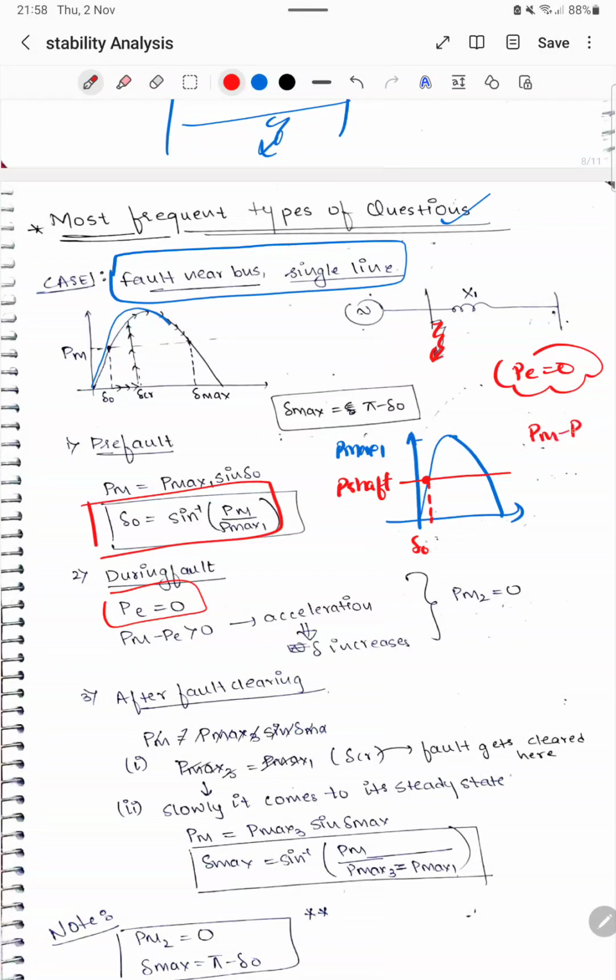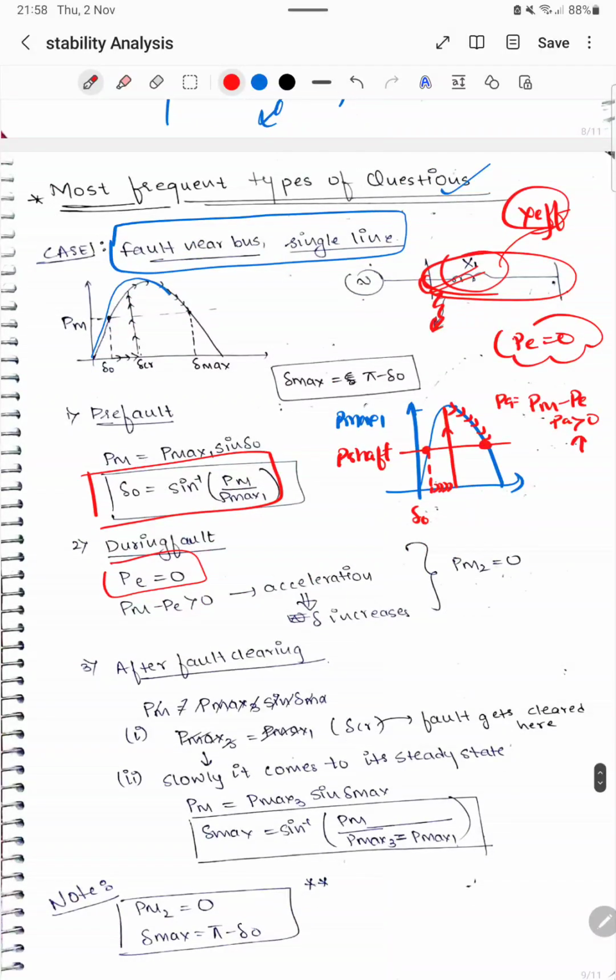We know that PM minus P is nothing but PA, the acceleration power. P is 0, meaning PA is positive. It is in an acceleration state, meaning del will keep on increasing. At some point or another, the fault will be cleared. Once the fault is cleared, it will move back to the graph. Since there is one line only, x effective will not change. Once the same x is activated, Pmax will be the same, so it will jump up. It will further accelerate. At a point, it will decelerate, and then certainly at a point it will stop.